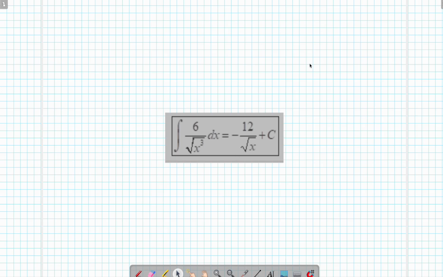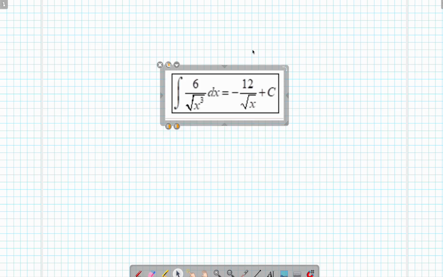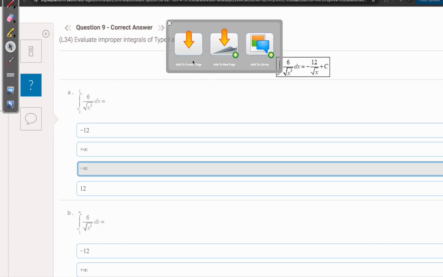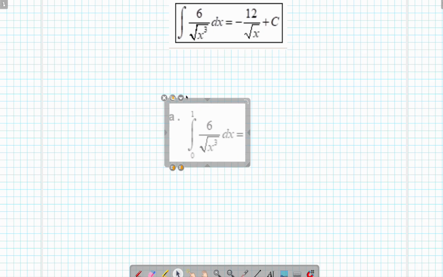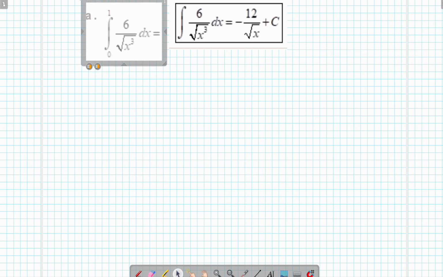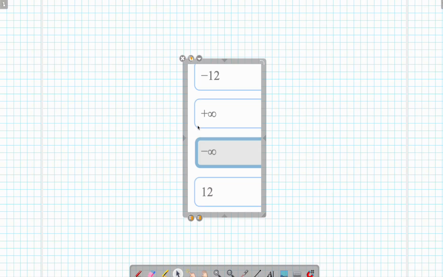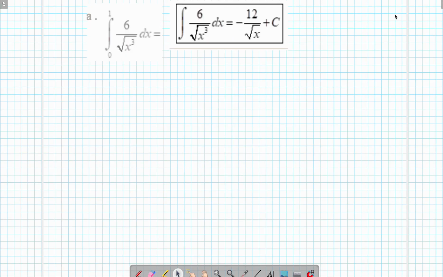Amazing. Oh, wait, I forgot to add it to the old page. Amazing. And bring this, add to current page. Perfect. Then I'm gonna add the options. Previous. Just gonna keep it like this.